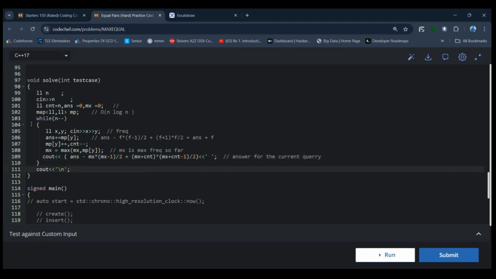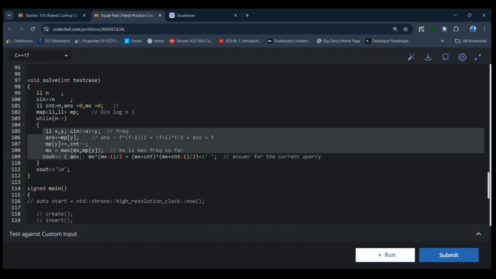So is the implementation part clear to you? The implementation is quite simple, right? Did you get this? Yes or no? Yes, sir. Okay.